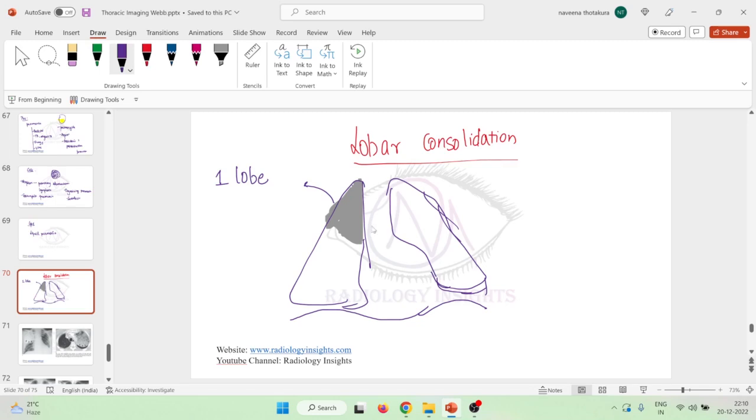Okay, so if this entire lobe is involved, then obviously below it you will see the presence of a fissure. So this is one important landmark which helps you to identify that it is lobar consolidation. Okay. How does this lobar consolidation occur?